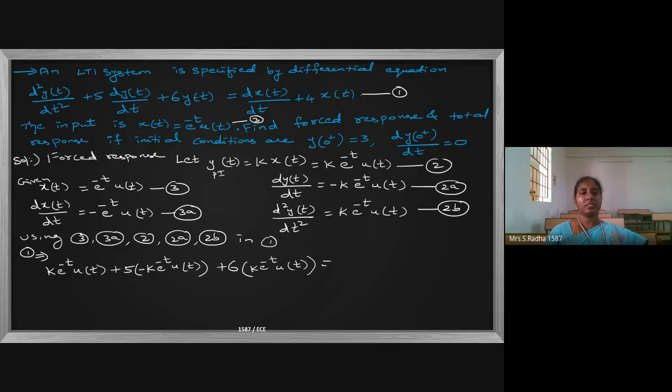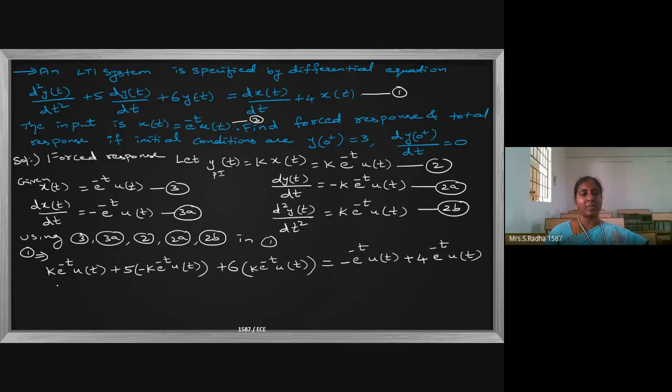Then on the RHS, dx of t by dt, which is there in equation 3a, is minus e power minus t u of t. Then plus 4 times input x of t, given in the question in equation 3, e power minus t u of t, which I substituted. Now if you see all the terms, both on left side and right side, all the terms are having e power minus t u of t.